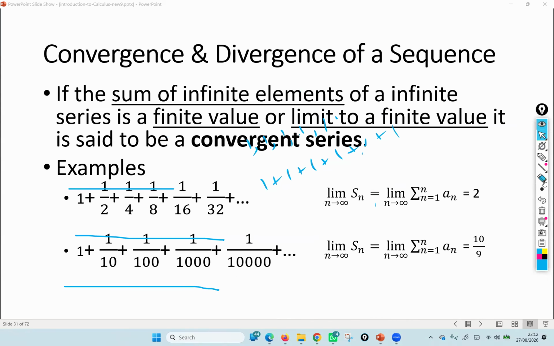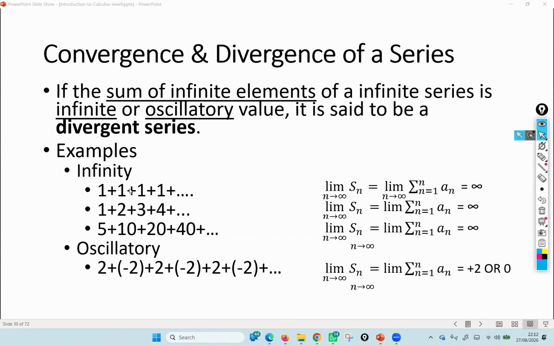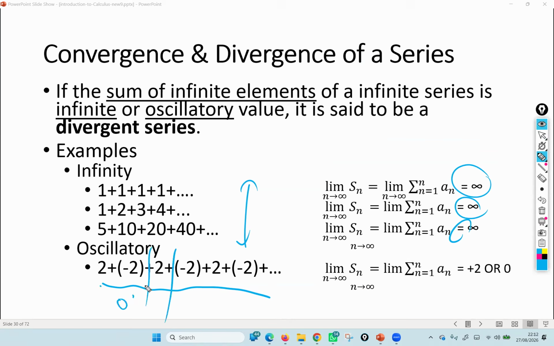Remember, if the sum of infinite terms is infinity or oscillatory, it's divergent. So here the sum of infinite terms is infinity. These are all divergent by looking at the pattern. But what about this oscillatory sequence? Sometimes the sum is 2, sometimes the sum is 0. For an even number of terms, the sum is 0. For an odd number of terms, the sum is 2.